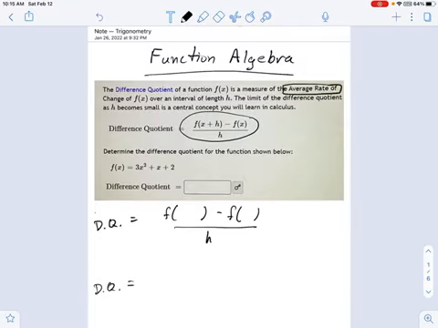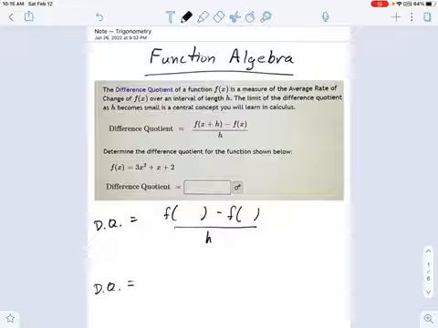It's asking what's the average rate of change of something, or the slope, as the 2 points that you're measuring between get so close together that they're practically on top of each other. That's kind of what calculus is all about. I'll leave a lot of that for you to discover later.